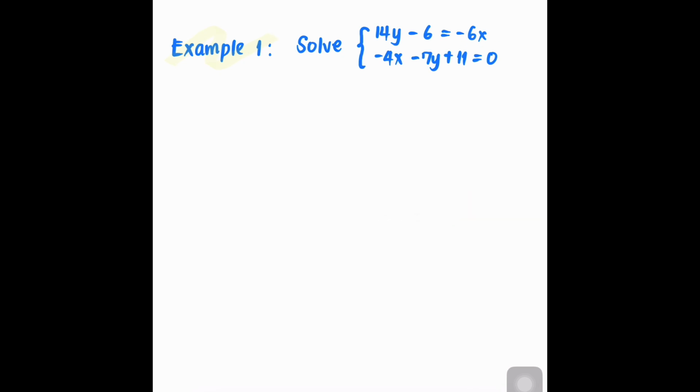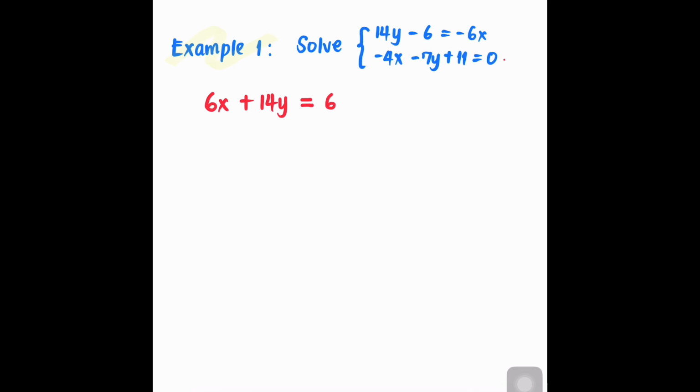So for equation 1, I would say that I'm going to be putting negative 6x to the left. So from negative, it will become positive. So I will have positive 6x, and then I copy 14y. So positive 14y. However, the constant term, which is negative 6, needs to go to the right-hand side. So by applying the addition property of equality, we add 6 to both sides. It will become positive 6.